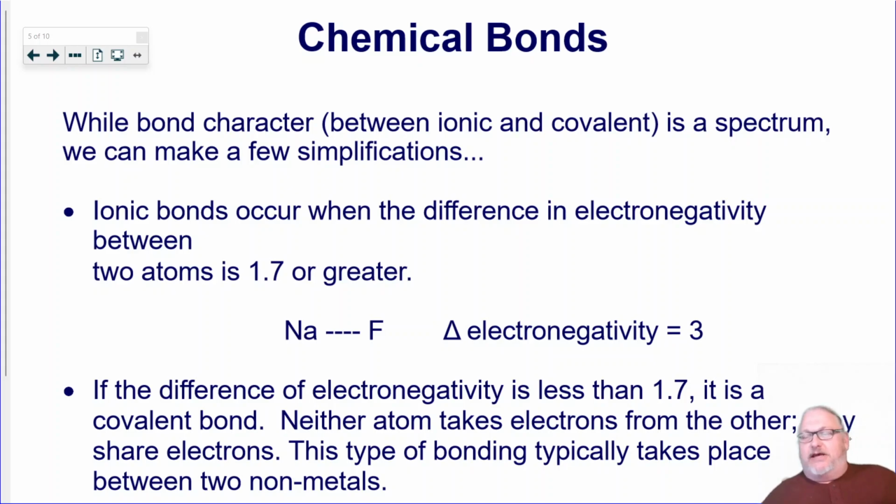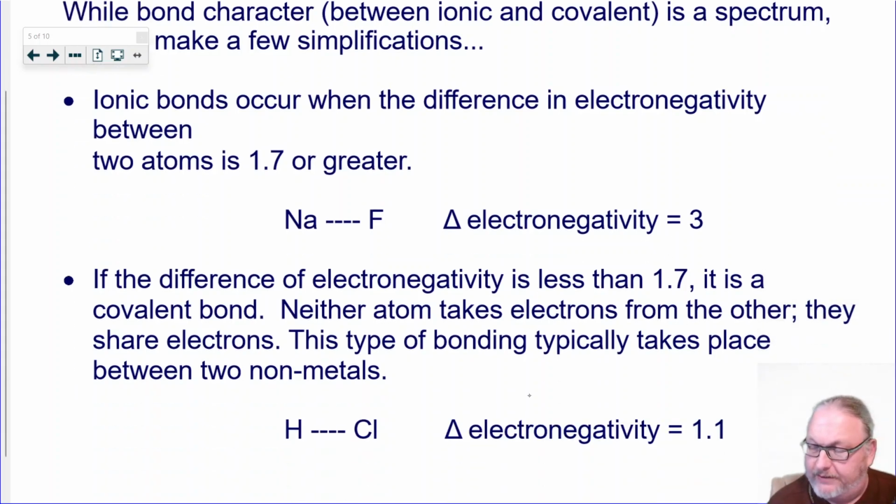It's hard to say that a bond is either totally ionic or covalent. We can make some simplifications, but there is a spectrum of how ionic, how covalent a bond might be. So, ionic bonds, when the difference is greater than 1.7, we say that is an ionic bond. If it's less than 1.7, we call it a covalent bond.